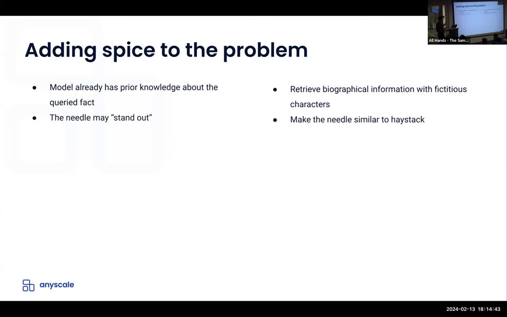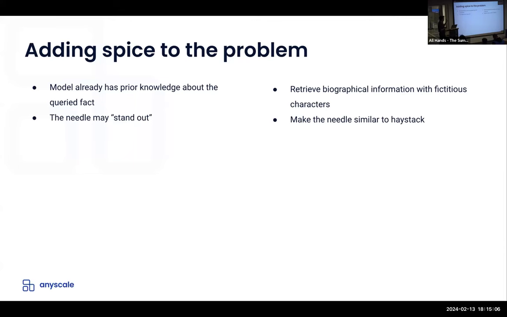Another thing we noticed with the original problem was that the needle stands out. The haystack is essentially a bunch of startup ideas, those kinds of essays that talk about business plans, etc. And then you're suddenly asking what the best thing to do in San Francisco is, and the answer is eating a sandwich. So it's an outlier.